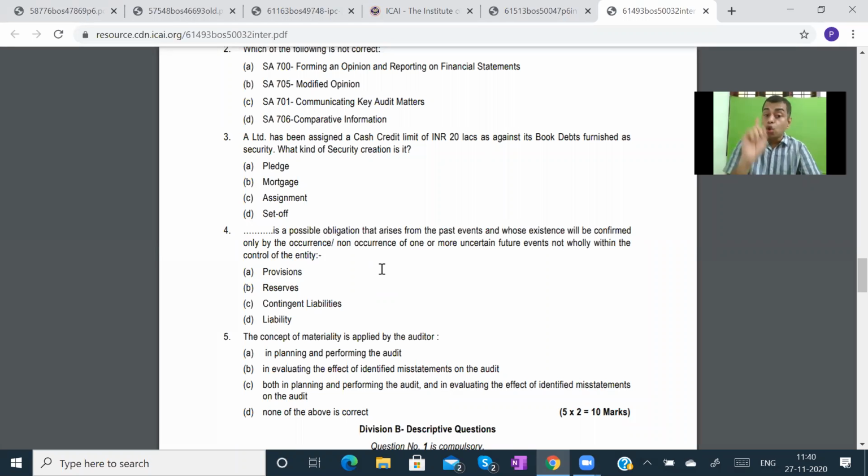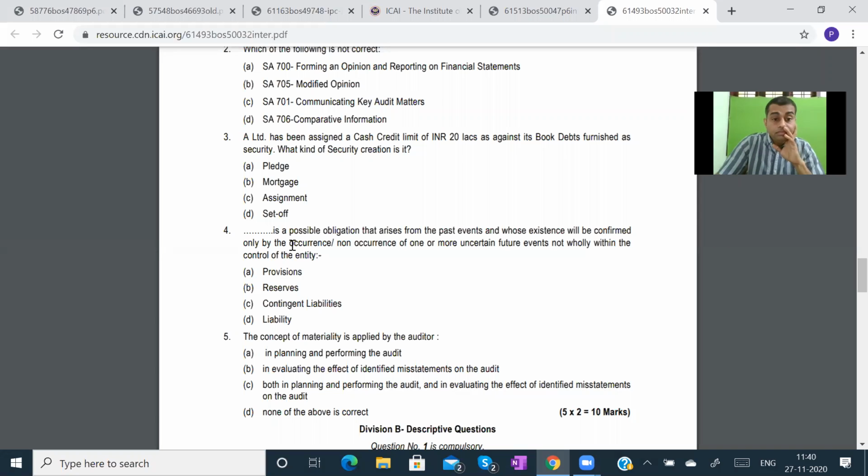Even if you do not know technically what is assignment, you can play the elimination game. A, pledge, debtors cannot be pledged. B, mortgage, debtors cannot be mortgaged. D, set off. What is the meaning of set off here? Set off is a ridiculous option. So the correct answer is assignment. Read the fourth one, ma.